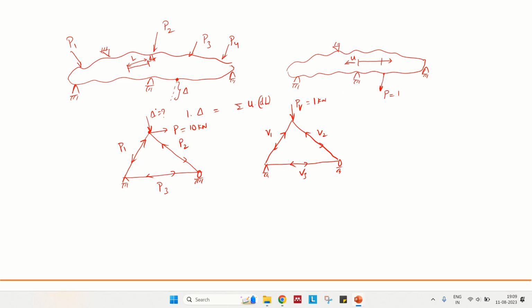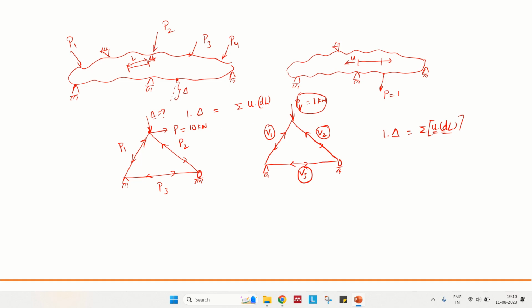If you want to find out this deflection, what you simply do is 1 times delta. This is the unit load, and in this direction we have delta equal to the summation of u into dl, as I said. These v1, v2, and v3 are called the small u's because these are internal forces developed due to the virtual load. And dl's are deformations due to external loads in the members.